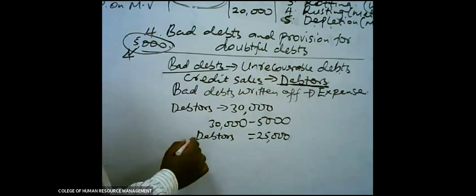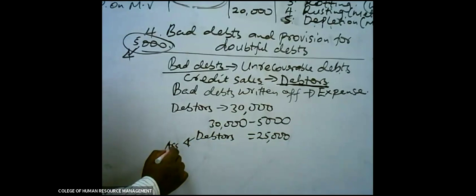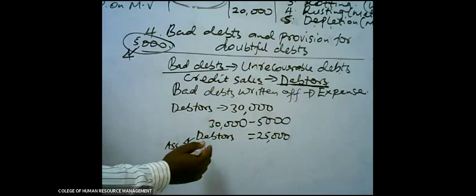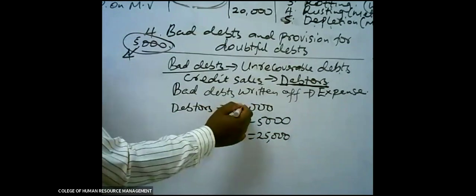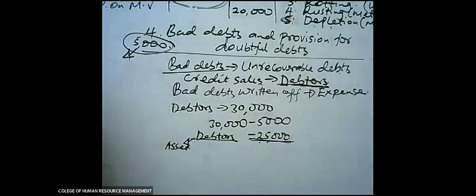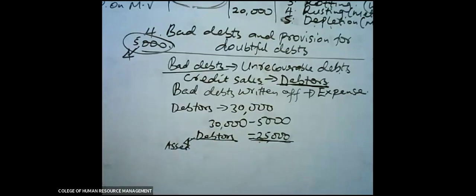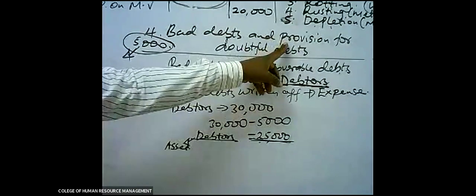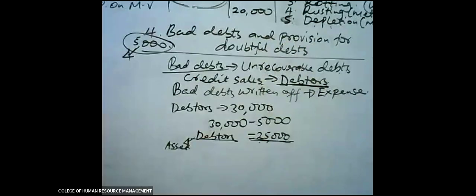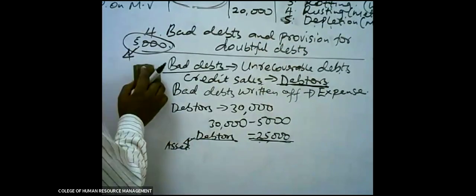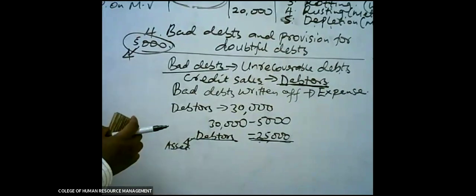Remember, debtors is a current asset. So when you are listing your current assets, debtors, don't use 30,000. Use now the realistic amount that you are sure of receiving. The 5,000, take it as an expense, then adjust the debtors downwards to deduct that amount. That is it. Then there is what we call provision for doubtful debts. Any question on bad debts?